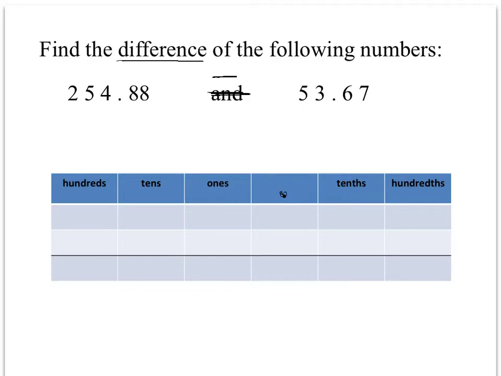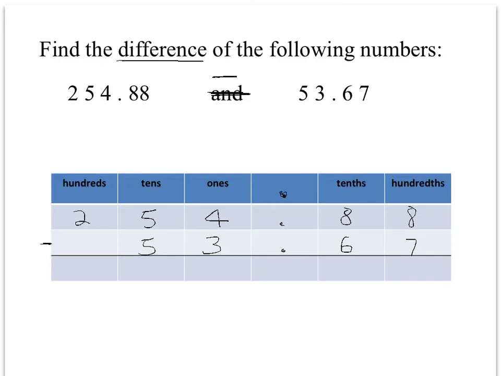I'm going to write these numbers in columns. So I've got 8 tenths, 8 hundredths, and 4 ones, 5 tens, and 2 hundreds. And we're going to subtract from that 53.67. And of course, my decimal is right there in that number.